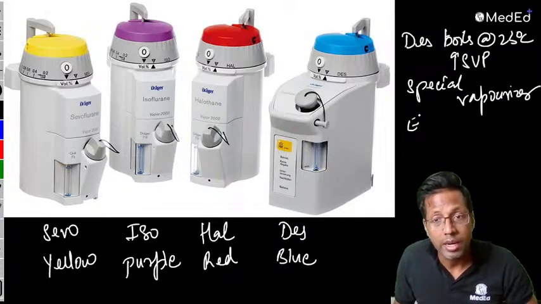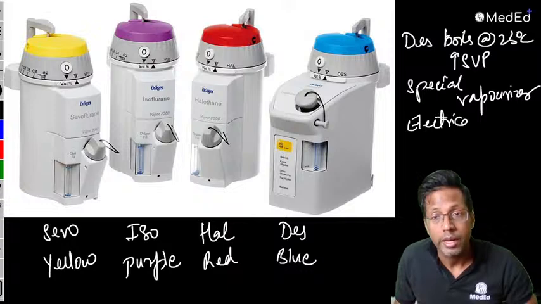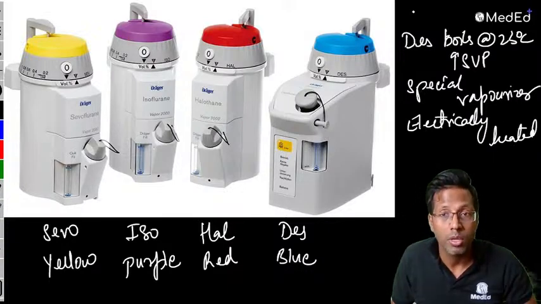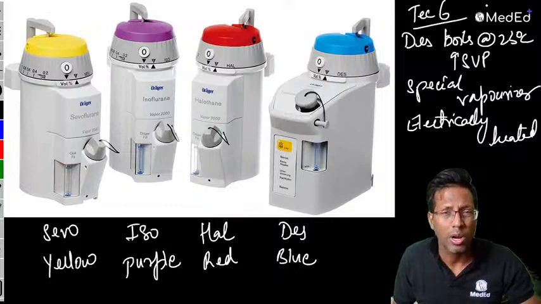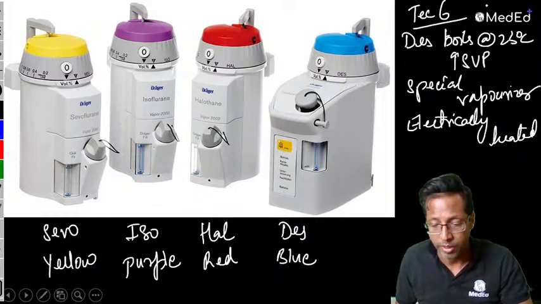Okay, this is what is called a special vaporizer, and it is electrically heated. It has an electrical supply. That is why desflurane is different from others. It is called a Tec 6. They won't ask you Tec 6 in the exam, but that's the name of it.